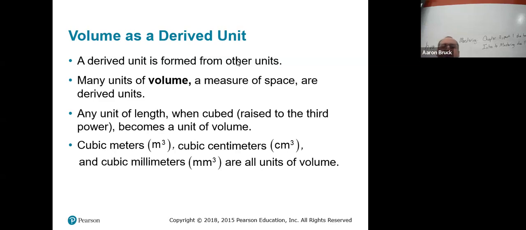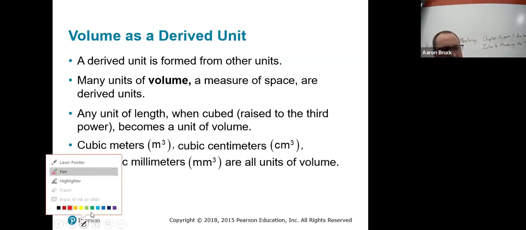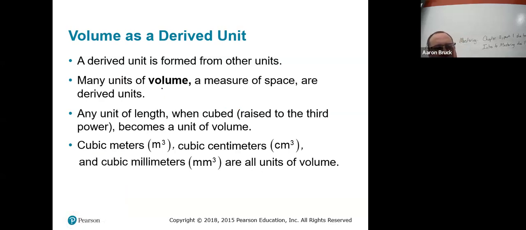So a derived unit is formed from other units. Most common of these is volume. Volume is a measure of space. It's a derived unit. And again, we can go through this because to find volume, we basically take distance and we multiply it by a different dimension's distance. And we multiply that by a different dimension's distance as well.